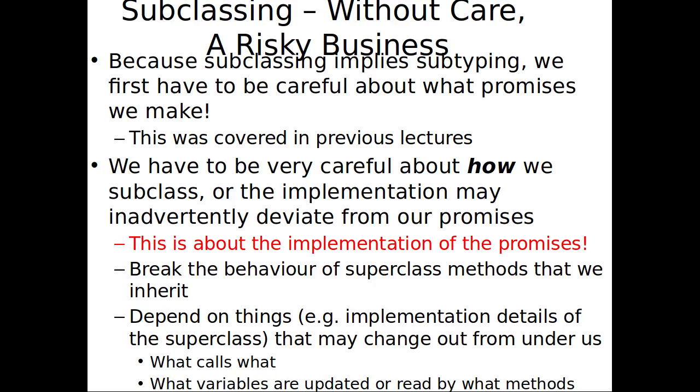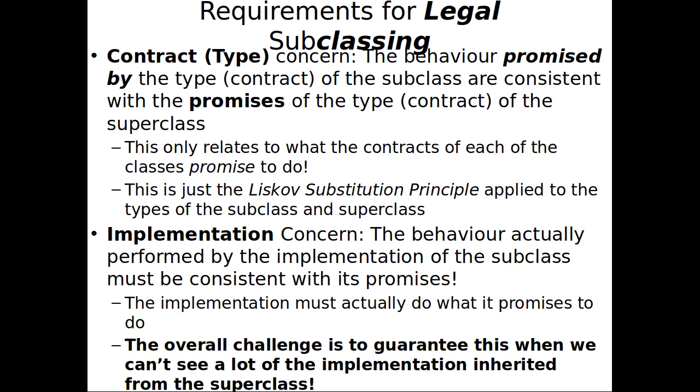Or we might depend on implementation details of the superclass that change out from under us. About, for example, does addAll call add? And we're counting on one thing, and it ends up being broken by the evolution of the superclass. So we have concerns about promises, which are the province of Liskov substitution principle, and concerns about implementation. And we're going to be talking about ways to guarantee safe subclassing in terms of implementation. This has to do with how those promises are realized.